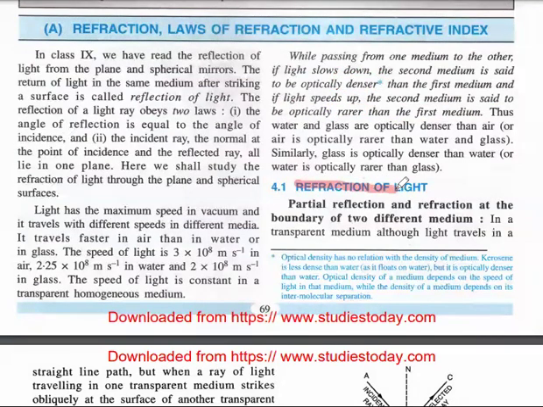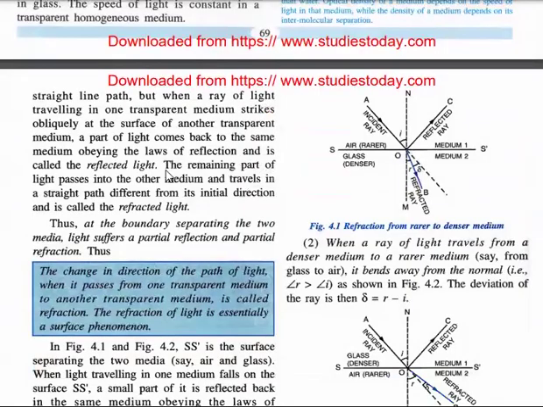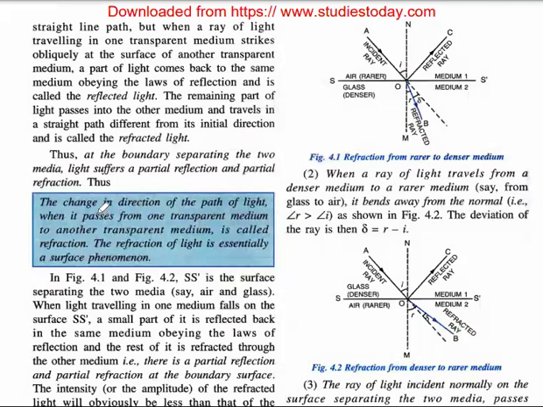Now, we're going to talk about refraction of light. So guys, refraction is all about, it's written here, we're going to highlight it: the change in direction of the path of light when it passes from one transparent medium to another transparent medium is called refraction. It is a surface phenomenon. Refraction is a surface phenomenon. Okay.